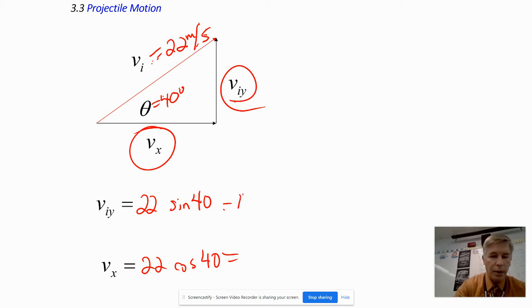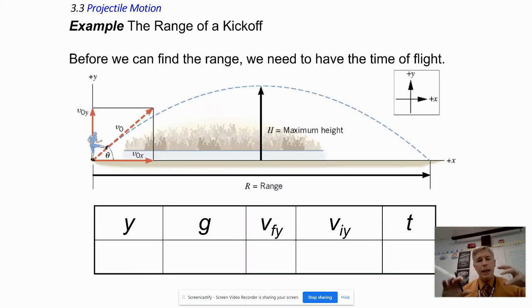So let's write those down. 14.1413 meters per second and 16.853 meters per second. If I'm going to solve this, the first thing I have to do is actually find the time of flight. We did this before, but I just want to go through it again really quick. I'm actually going to do it in a slightly different way this time.